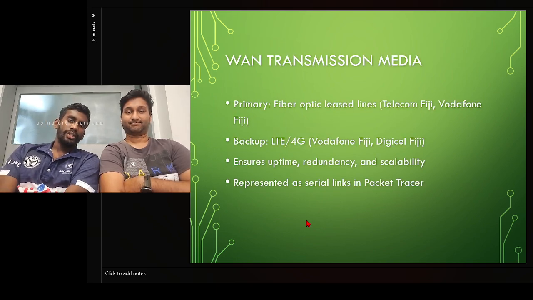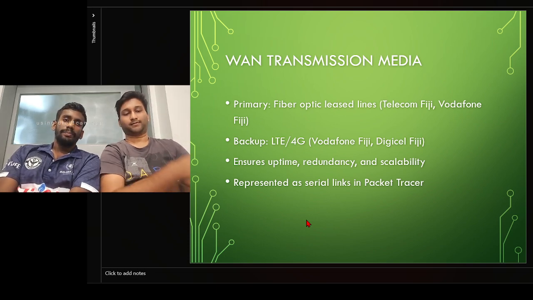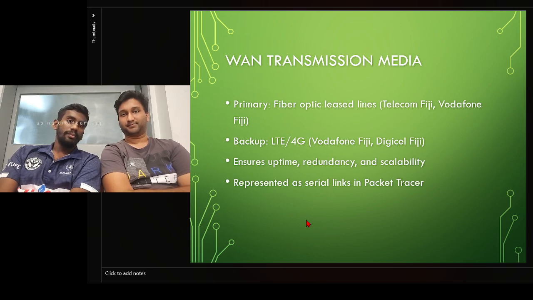Moving on to the wide area network transmission media I spoke about earlier. What we have demonstrated in the Cisco Packet Tracer network topology file is that we have used a serial DTE cable to represent a fiber optic leased line in real life. This is available at Telecom Fiji or Vodafone Fiji. This simply helps to provide a speedy and fast connection between the branches.